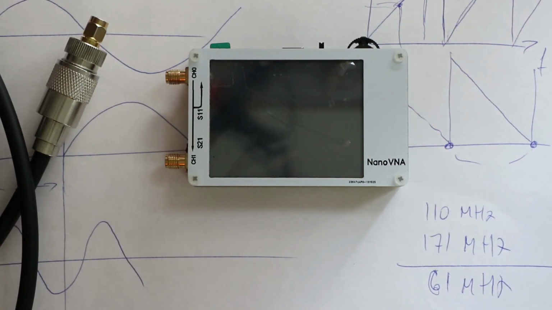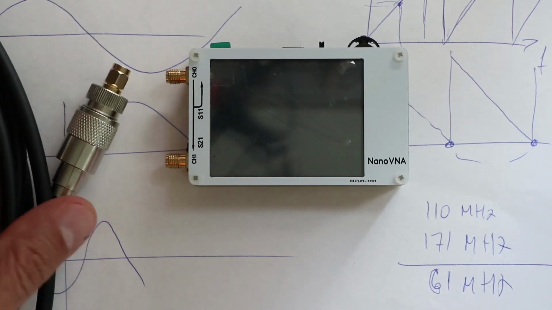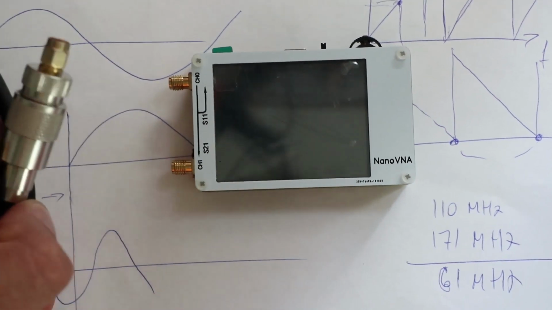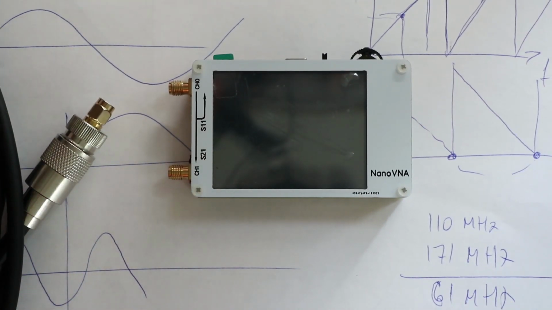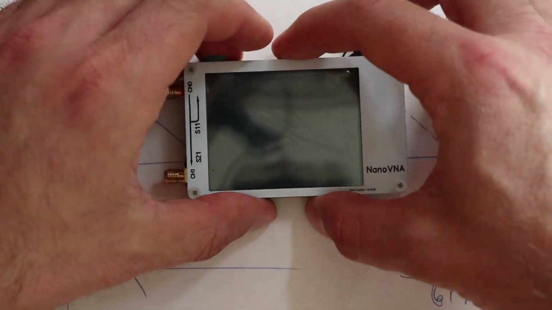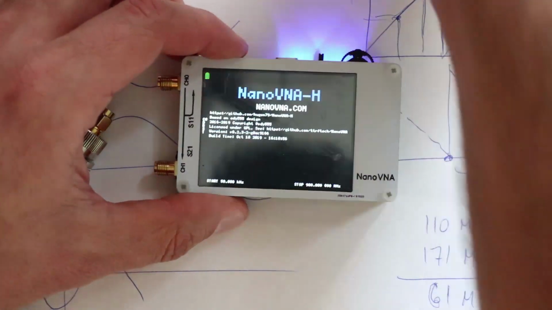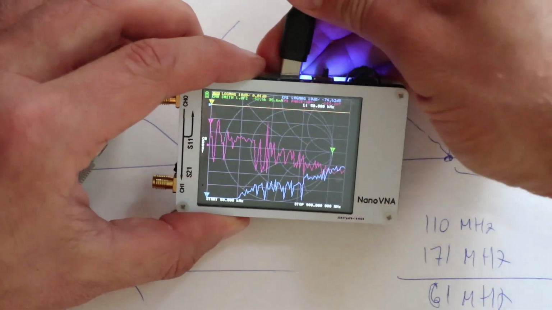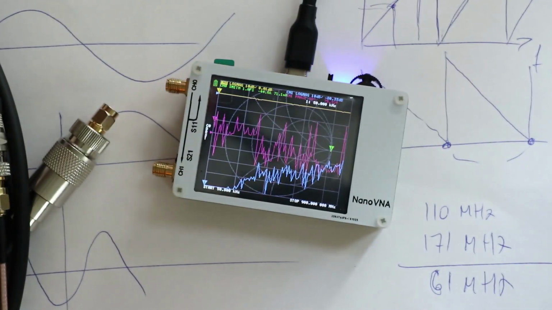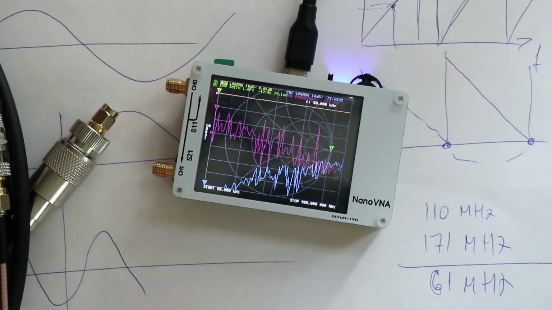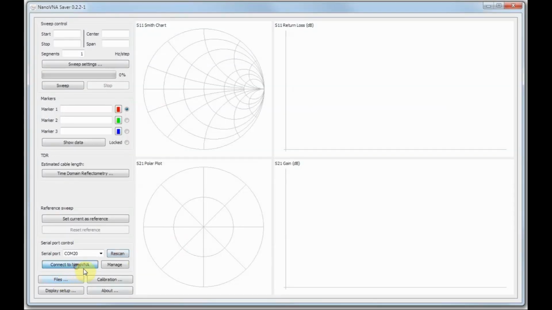There is also a way to connect NanoVNA to a computer. So let's do that and see if we can repeat the same task of measuring the length of this cable only using software on the computer. Let's turn it on, connect USB, and start a program here. We rescan the ports and connect to NanoVNA.